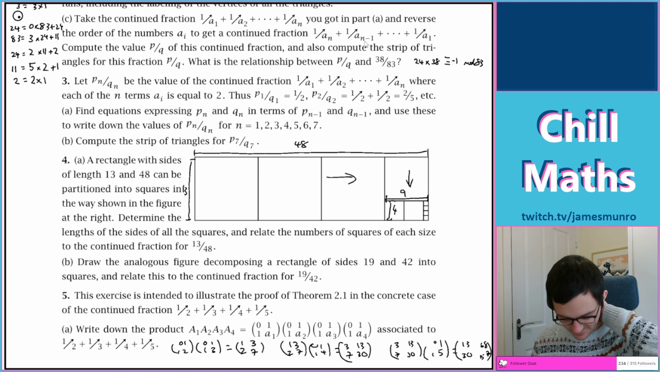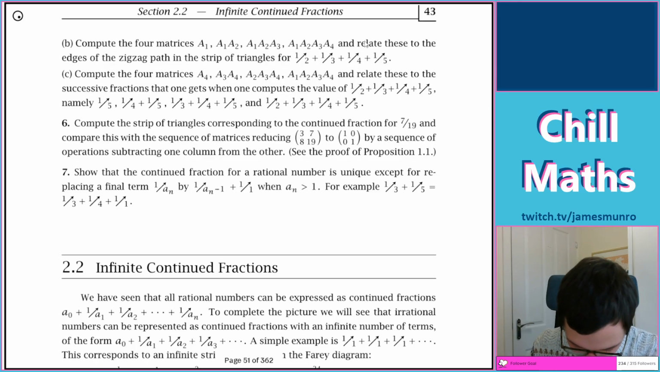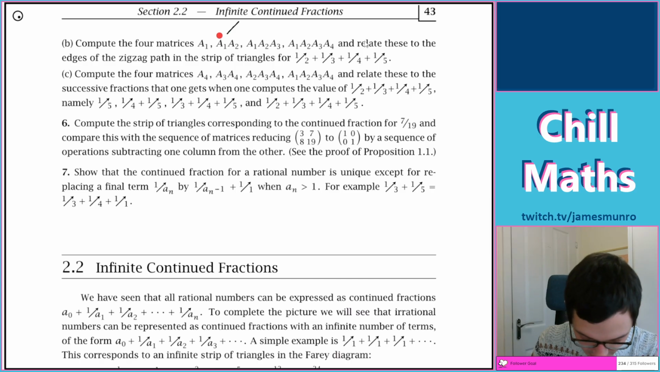Is it time to think about triangles? Maybe it's time to think about triangles. So the zigzag path in the strip of triangles. I think, do I start down here? Do something like 1, 0. Am I supposed to start at 1, 0? And then what's up here? 1, 1. Add it twice. Because the thing is 2.